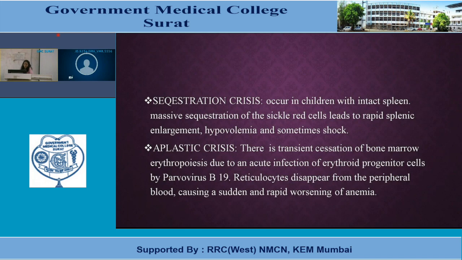Then aplastic crisis, which is a transient cessation of bone marrow erythropoiesis due to acute infection of the erythroid progenitor cells by parvovirus B19. So parvo B19 causes red blood cell aplasia, and that's why it causes aplastic crisis. Reticulocytes disappear from the peripheral blood, causing a sudden and rapid worsening of the anemia of sickle cell anemia. Okay, that causes aplastic crisis.